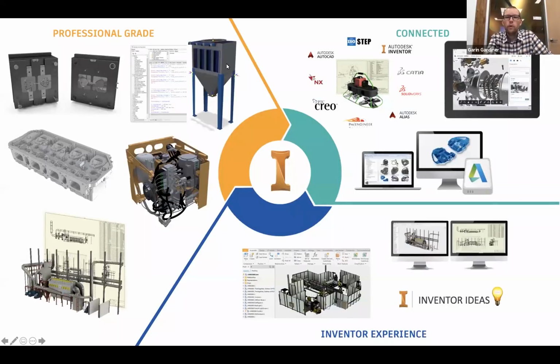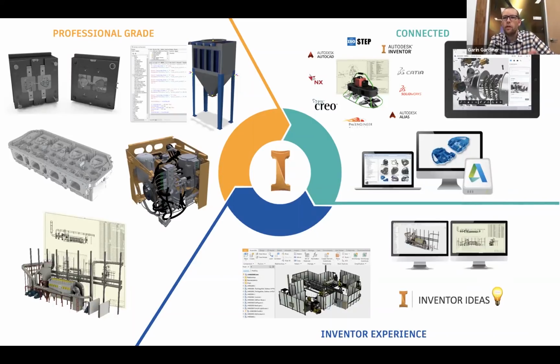One of the things when we kick off our next updates, when we start looking at what we're doing next, we oftentimes look at the product in a couple of different areas. We look at what we call professional grade, and that's a lot of the core functionality that you guys use day in and day out. It's part modeling, assemblies, drawings, iLogic, a lot of the core things that you guys do, and we look for ways that we can enhance, speed that up, make that a better experience.